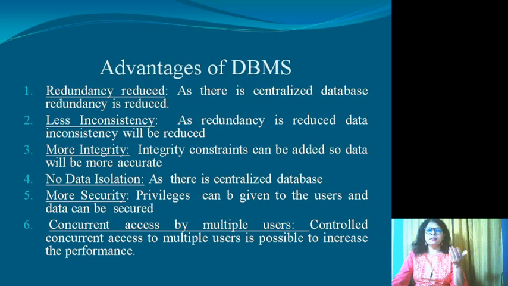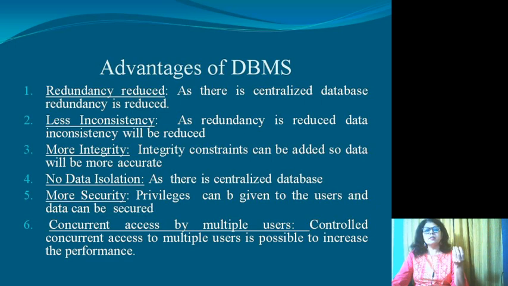What do we mean by this? Suppose the phone number changes for a particular student, you have to make the change in only one file. So we can assure more integrity, that whatever data is stored is accurate data. Also, we can give some integrity constraints for the data. Then there is no data isolation, the data is not scattered anywhere as it is centralized data. More security, you can give privileges to the users to access the data, so it is more secure now.